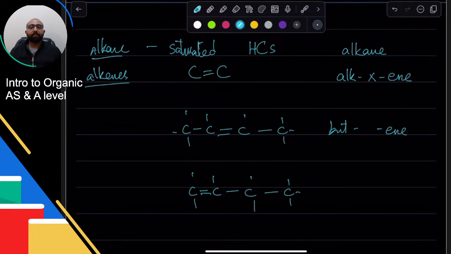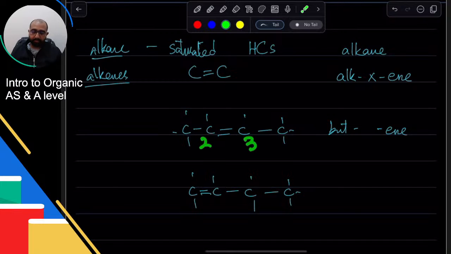Now, which number do you pick? Remember this rule. Always go for smaller numbers. If you have a choice, always go for smaller numbers. Over here, 1, 2, 3, 4. You can say, okay, 2 and 3 both have the double bond. But go for smaller numbers. So you'll write 2. So but-2-ene. Now, does it matter whether you go from right or left? No. 1, 2, 3, 4 or 1, 2, 3, 4. Your choice. Doesn't matter. But always go for smaller numbers.